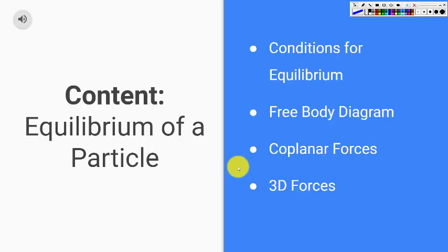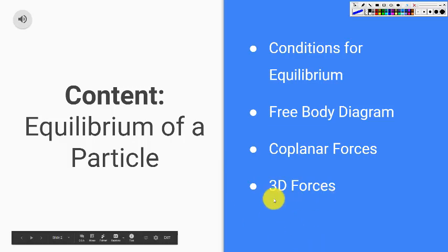So the basic concept in chapter number 3 is that we would find the conditions that are required for a single particle to be in equilibrium. We would learn how to draw a free body diagram, and we would solve for equilibrium of a particle in 2 dimensions and later in 3 dimensions.